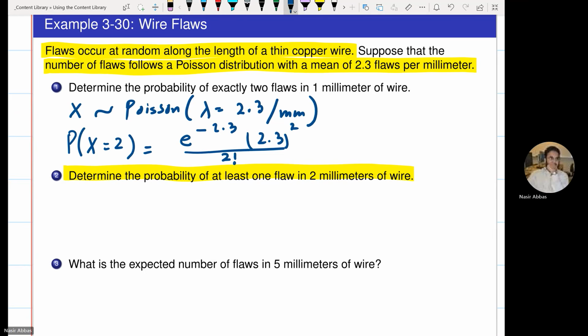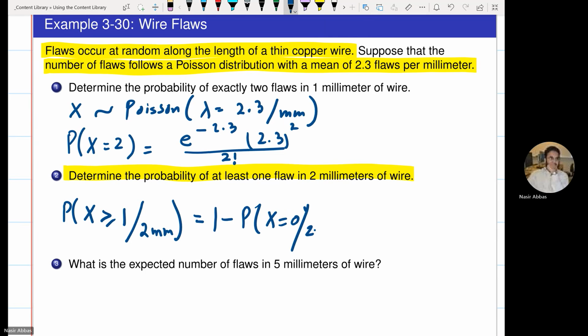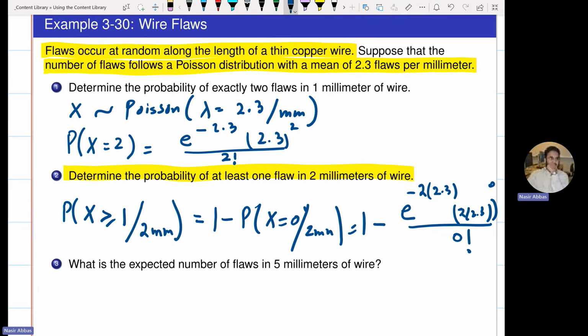Read part 2. Determine the probability of at least one flaw. Probability of at least one, but before that, complement. So this will be 1 minus e to the power minus 2 times lambda, 2 times 2.3 to the power 0 over 0 factorial. Wherever there was lambda, make it 2 times lambda.